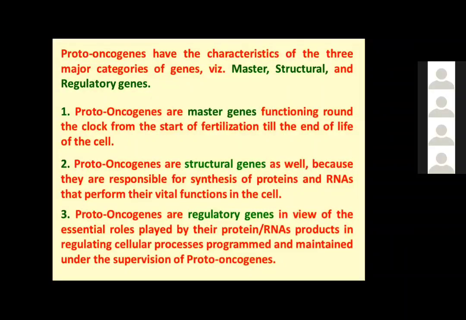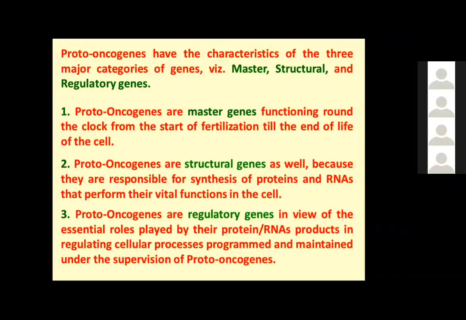طيب دي معلش اقولها لكم عشان يمكن الديفينيشنز. البروتو-oncogenes they have the characteristic of the three major categories of genes. احنا genes بنقسمهم in general to three major categories because or in view of their functional characteristics. We have master genes, structural genes, and regulatory genes.